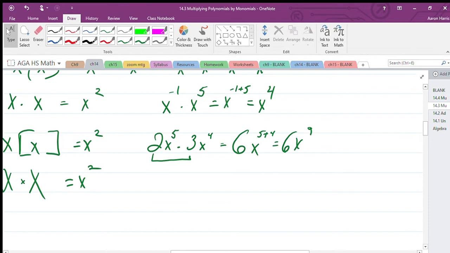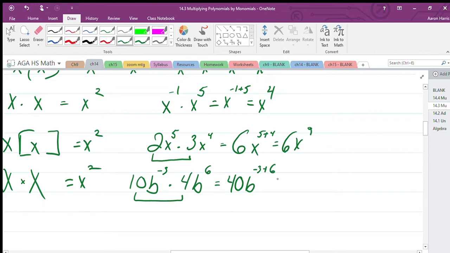Okay, let's change up these variables. Let's say it's b. Let's put 10b to the negative third times 4b to the sixth. So what do we get? Well, 10 times 4 is 40. B will be negative 3 plus 6. And what do we get? 40b to the third.